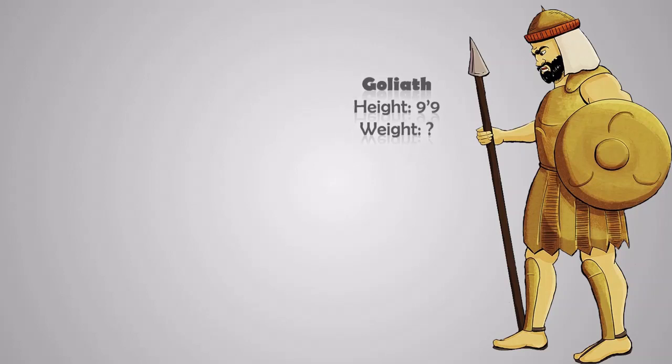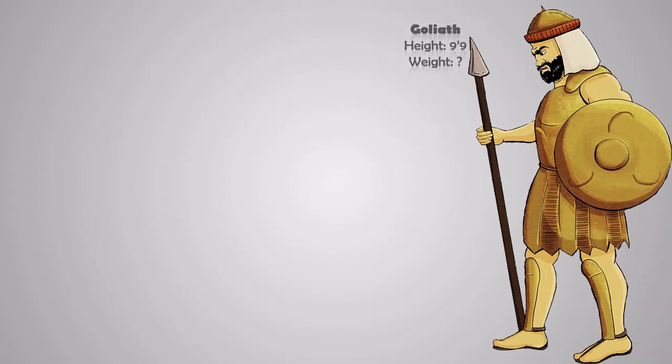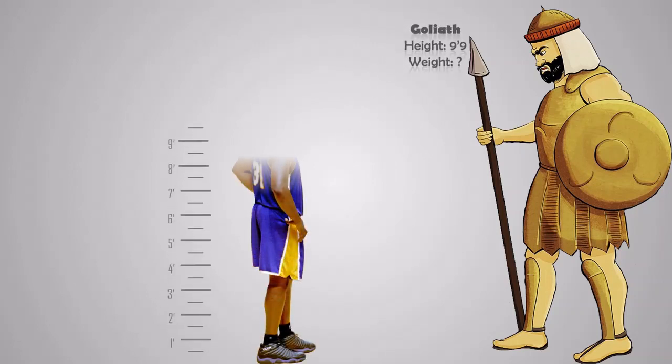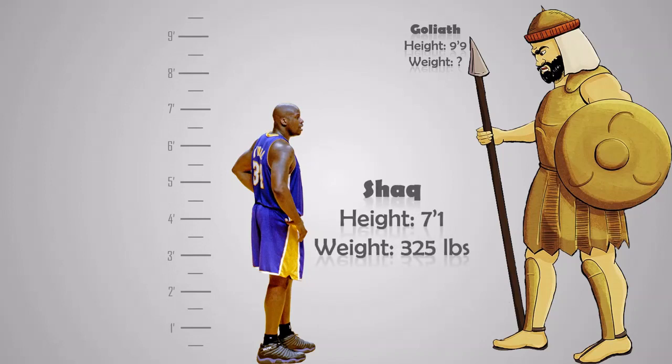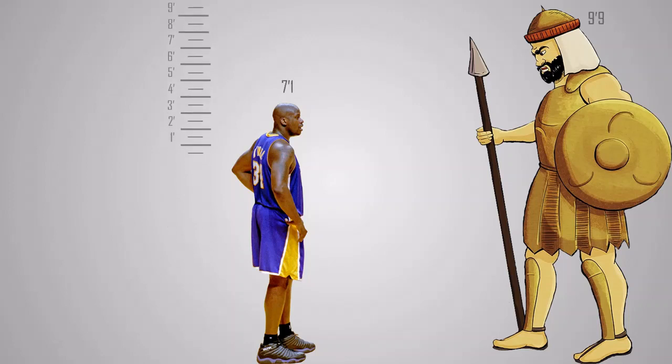To put his size into perspective, let's think about a huge human being we all know, NBA legend Shaquille O'Neal. Shaq is 7 feet 1 inch and weighed 325 pounds at the time of this picture. He is a man who towers over nearly everybody in our nation. But Shaq is tiny compared to Goliath. Goliath was 2 feet 8 inches taller than Shaq.